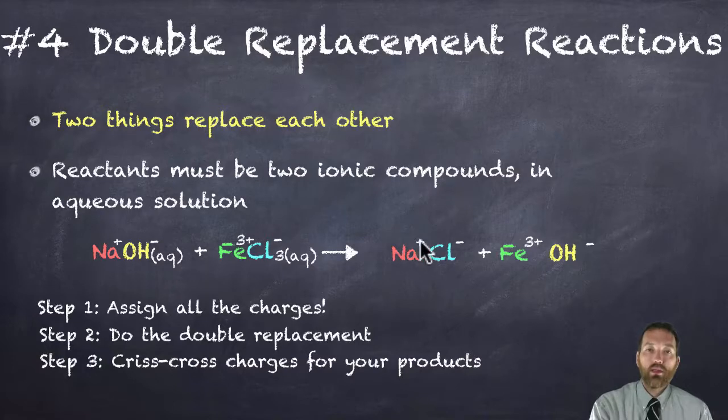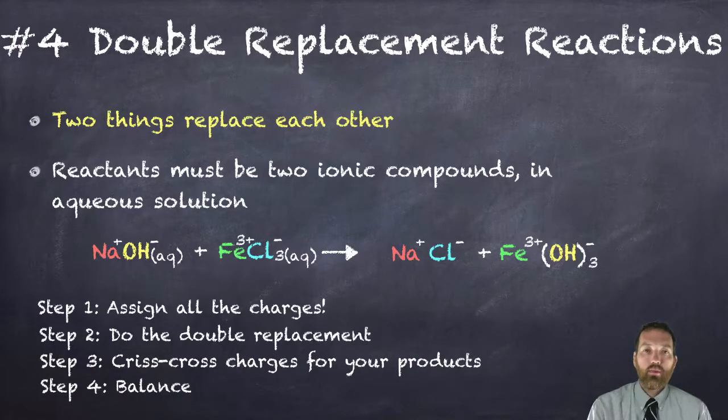So no need to crisscross in our first product, +1, -1, that balances, but I do in my second product. 3+ does not balance out a -1, so I'm going to cross this 3 over here. Remember, when you are indicating that you have more than one polyatomic ion, you have to write parentheses around your polyatomic ion. So Fe(OH) like this in parentheses, then the 3.